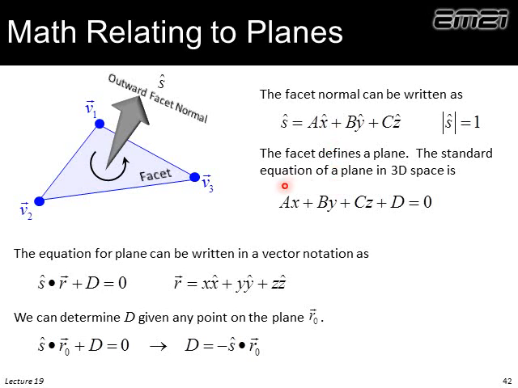We can write the equation for our plane in vector notation. S carries components A, B, and C, and notice we have AX plus BY plus CZ. This is a dot product between the facet normal and position. So it's S dot R plus D equals 0. So that's the vector equation for a plane, where R is position. Then if we know any point on that plane, we can finally figure out what D is. So if R naught is the point on the plane, we can solve for D. But we have to know a point on the plane.